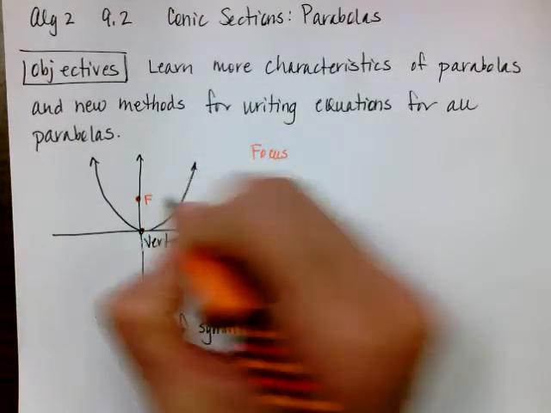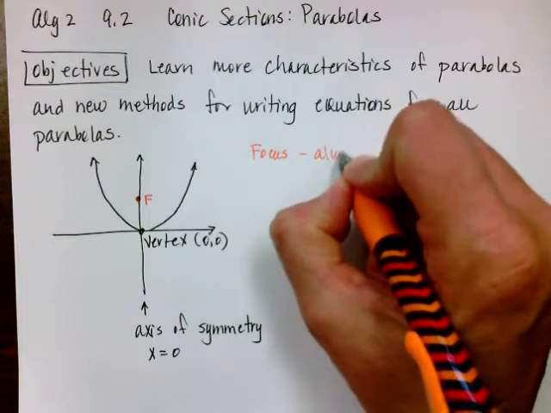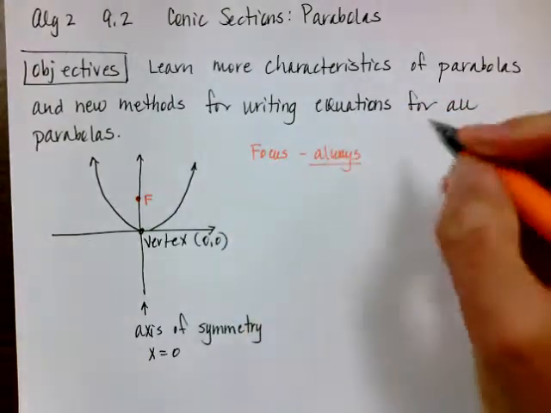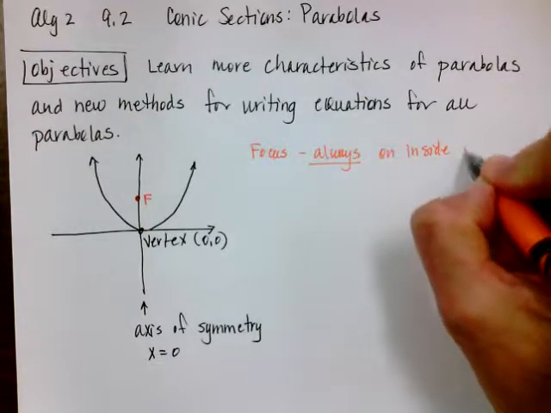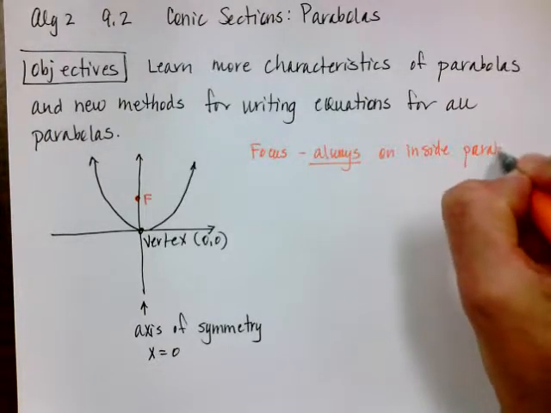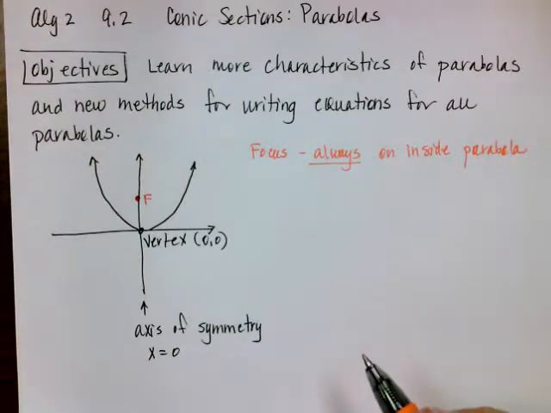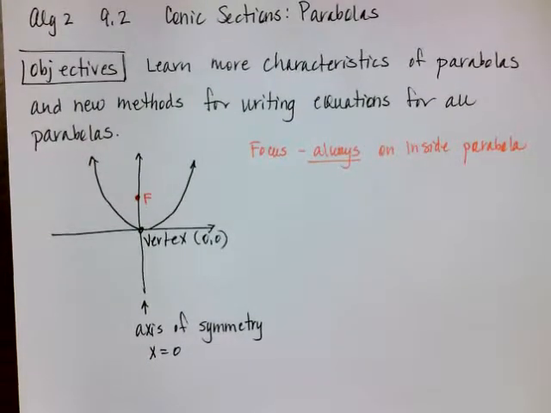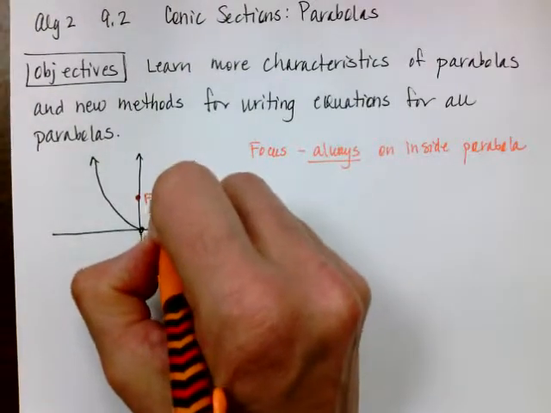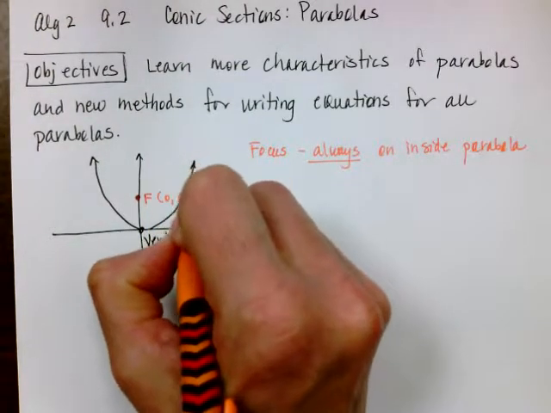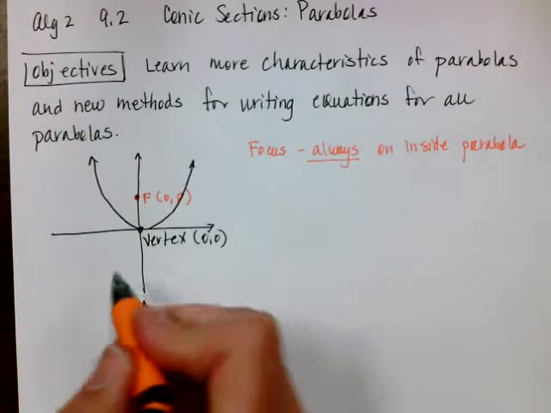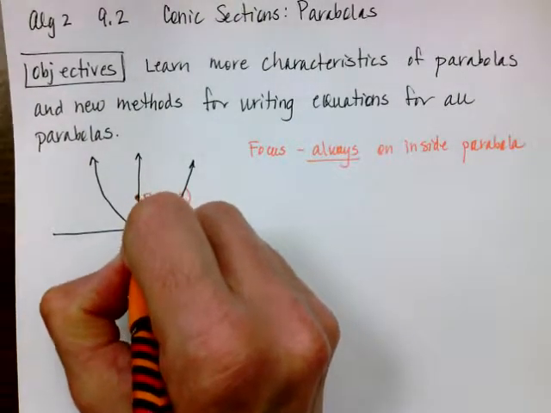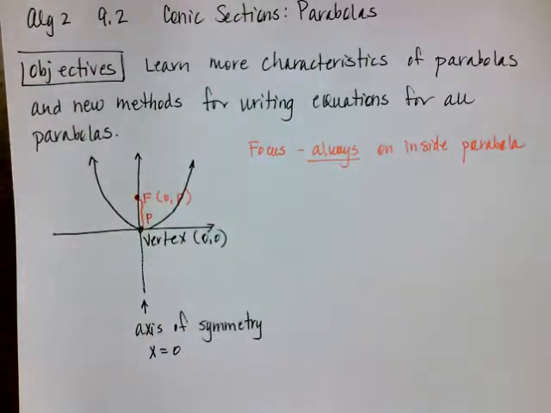Every parabola has a focus. The focus is always on the inside of the parabola. We're going to give our focus coordinates of 0, and then p. So the coordinates of the focus are going to be 0, p, for a parabola going in this direction. The distance then from the focus to the vertex is p.